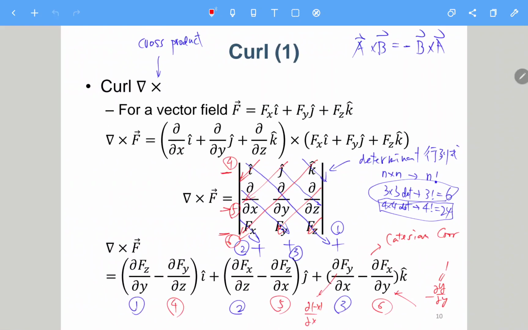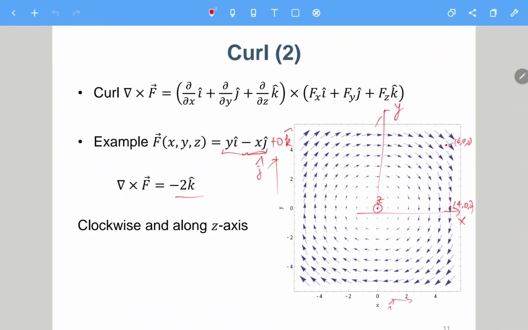Other terms are 0. These four terms are all 0. We only have negative 2k hat here. What does it mean? This is actually the rotational axis, which means negative 2k is pointing into the page. It also obeys the right hand rule: your thumb follows this direction, and then your fingers will follow the vector field.